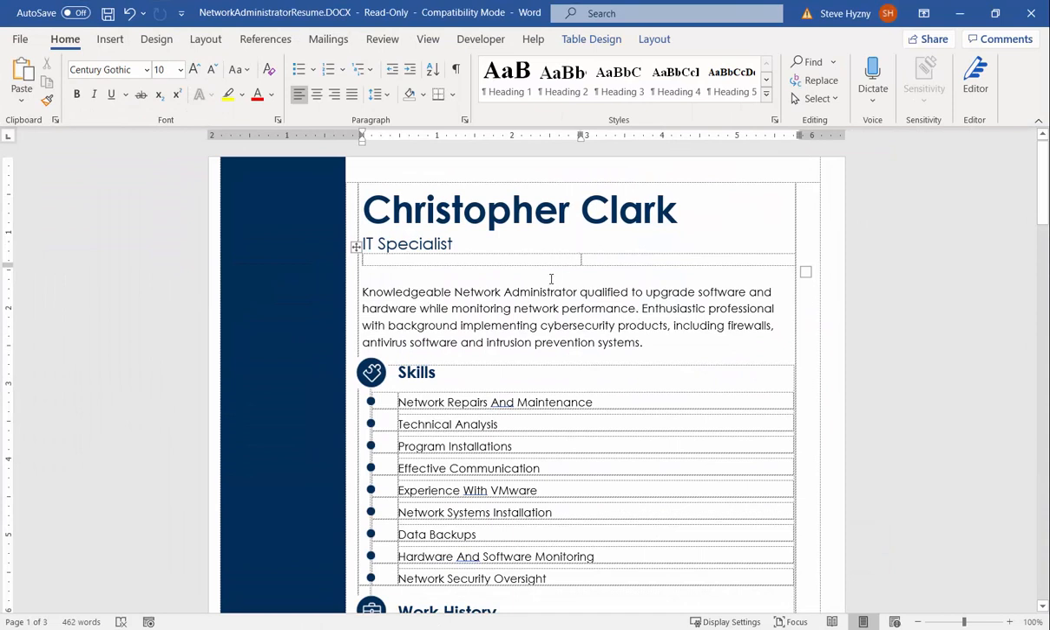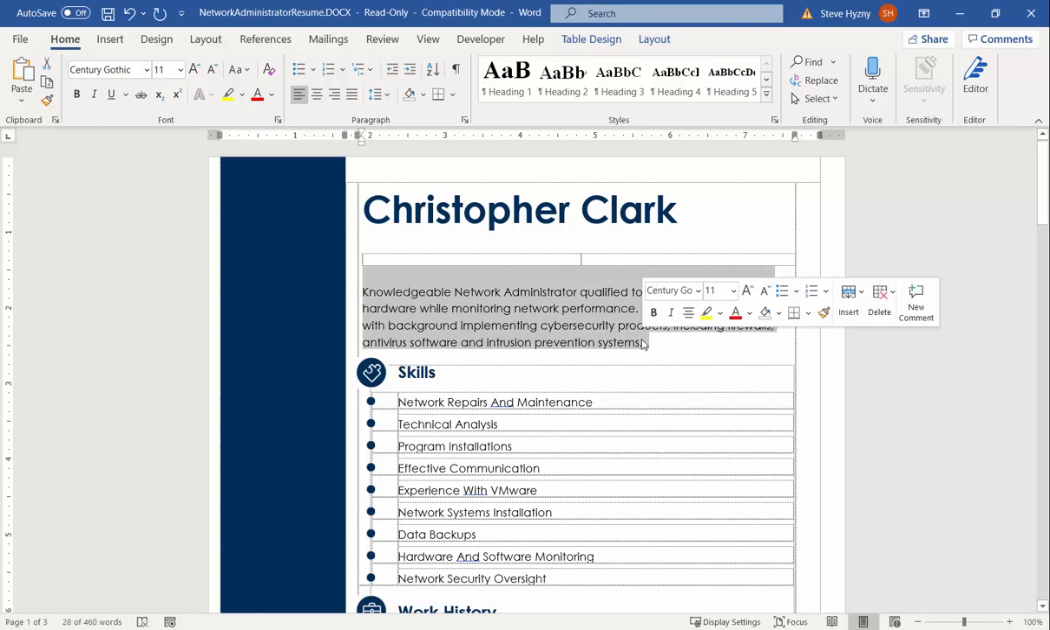Okay, so we know his name, but other than that, one thing I hate is why would you put your current job title on a resume when you're looking for a new job? So that goes. All right, knowledgeable network administrator, qualified to upgrade. He's telling me about himself. This is what they call a cover letter line.